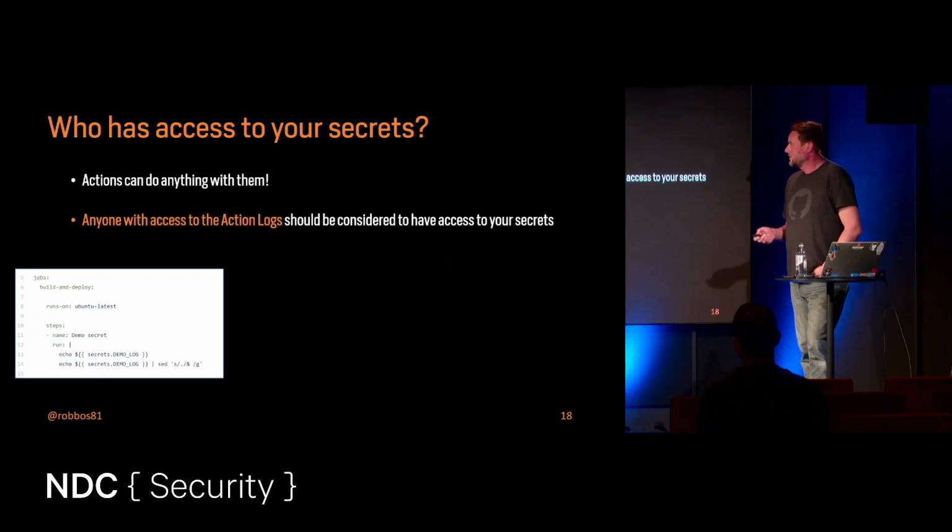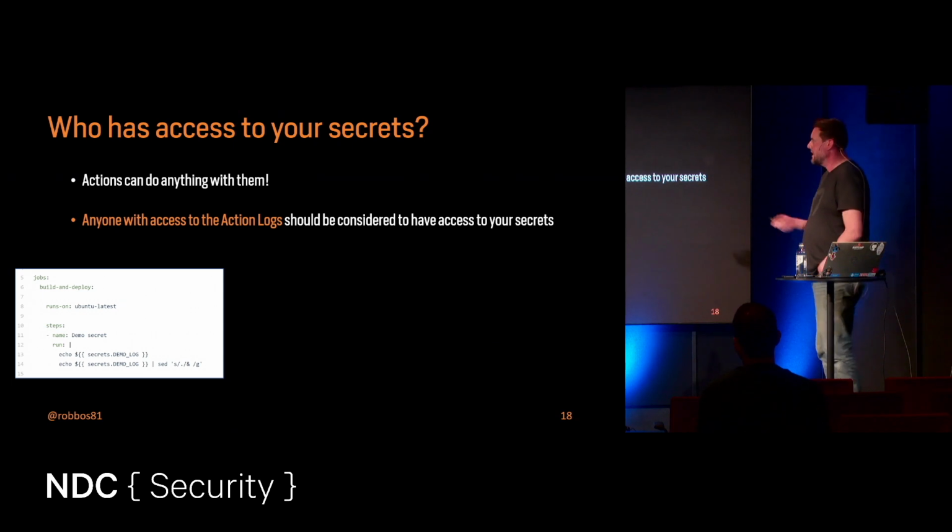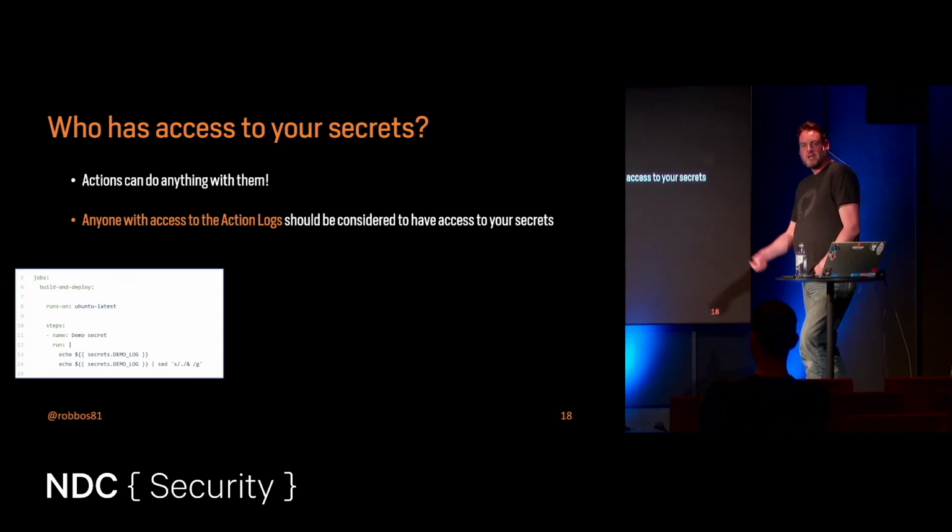And as I said, they're injected as plain text for the actions, which also means the actions can do anything with them. They can decide to spool that off to a third-party API endpoint, and all of a sudden your cloud keys are now gone. So be very aware of what kind of actions you implement inside of your workflow file.